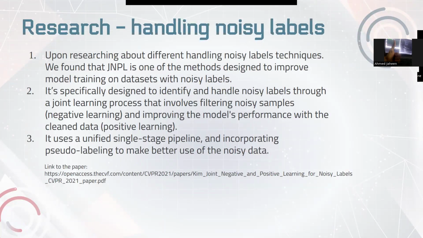And for the way we're gonna handle noisy labels, we'll be using the joint negative positive learning noisy label handling method, which is basically using negative learning and positive learning simultaneously to improve the performance of our model.